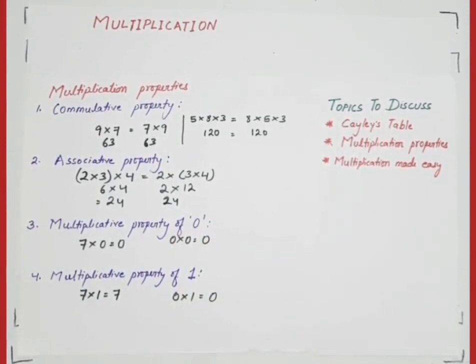It means when 3 or more numbers are multiplied, the product is the same. Next property is the multiplicative property of 0. If you multiply any number with 0, our answer will always be 0. Same for 0 into 0 is 0. Next property, when you are multiplying with 1. If you are multiplying with 1, our answer will be the number itself. Like 7 into 1 is 7. 0 into 1 is 0.